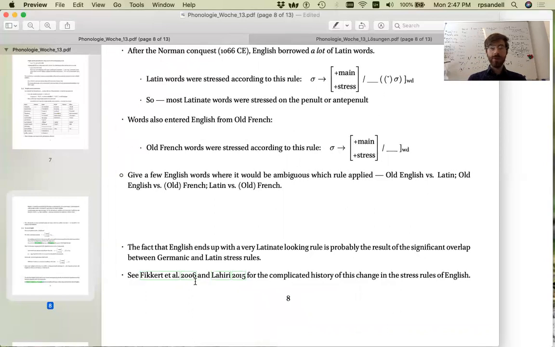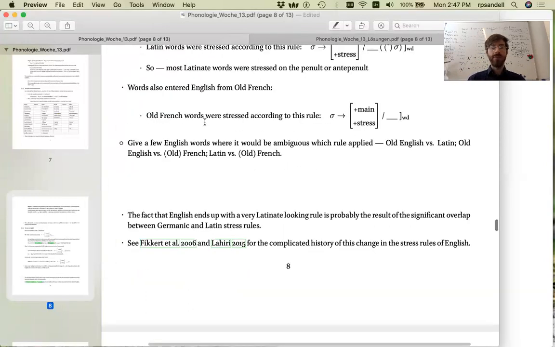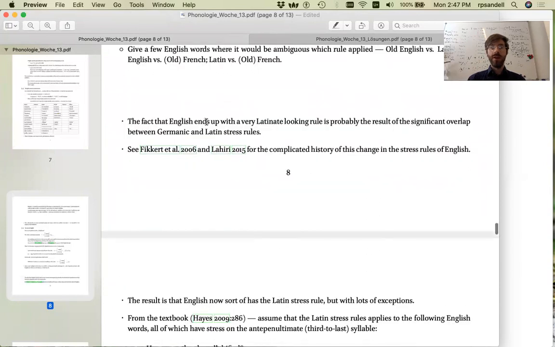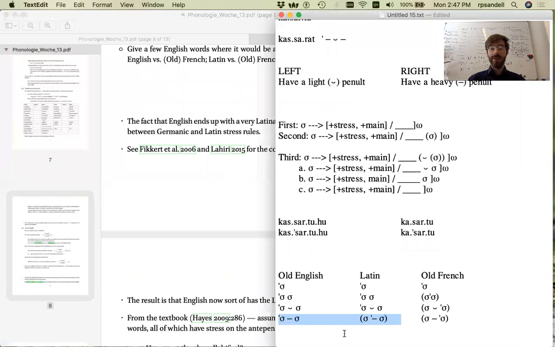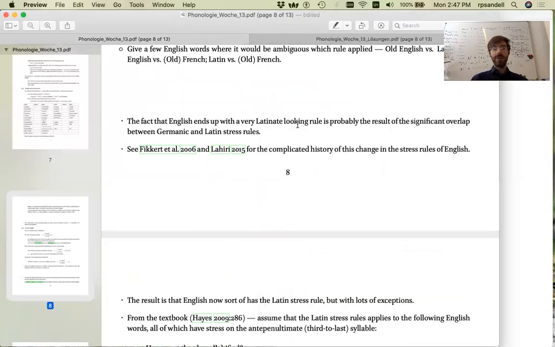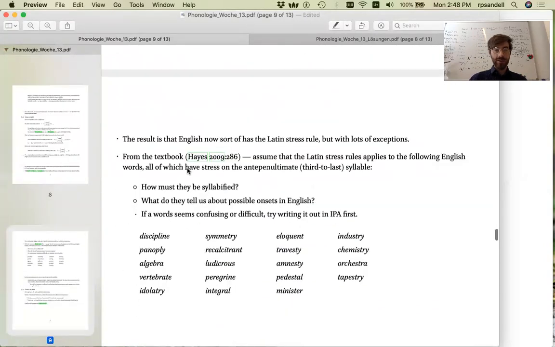Now, ultimately, a result of these borrowings from Latin and Old French and this significant overlap in the outputs of the Germanic and Latin stress rules is that English now seems to have a general stress rule which basically behaves like the Latin stress rule. And if we take a look at a number of words of English, and I'll give some phonetic transcriptions here in one moment, these seem to follow the rule of stress assignment in English.